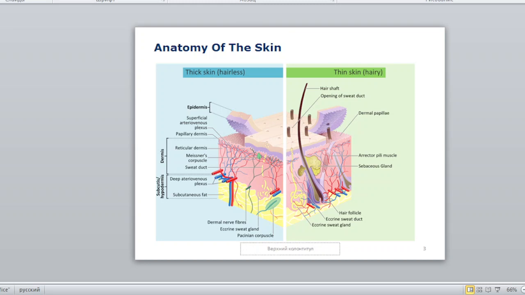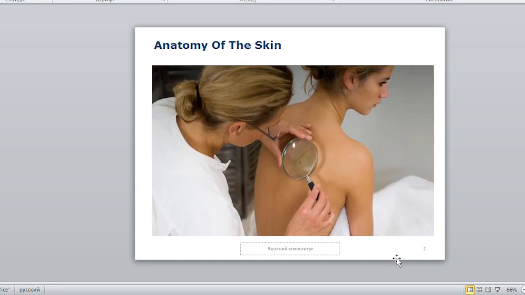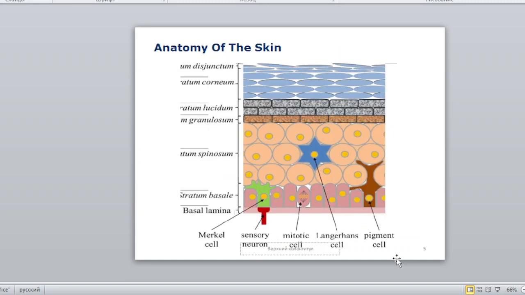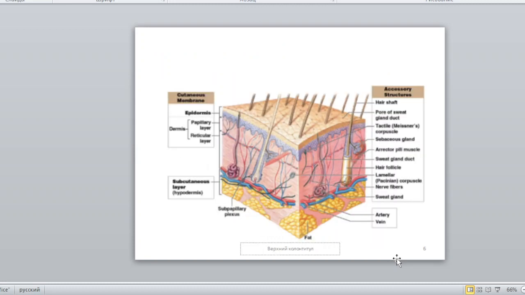2. Accessory structures: hairs, nails, exocrine glands, sebaceous glands, sweat glands, sensory receptors and nerve fibers, erector pili muscles.